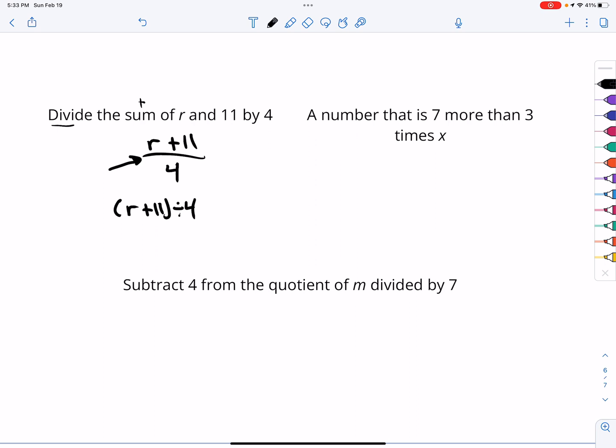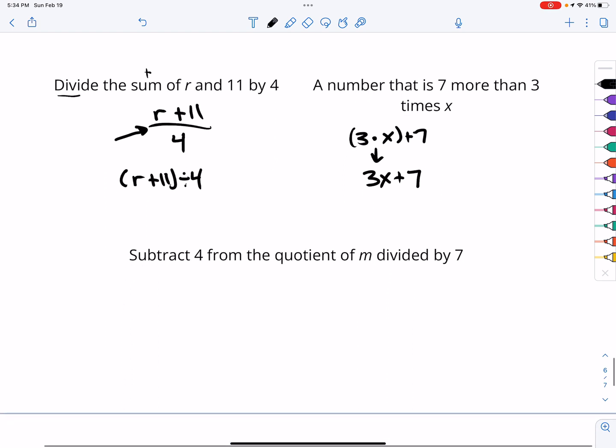So we need to do 3 times x. Notice how if I would have written 3 times x like that, it just seems a little bit strange. So 3 times x plus 7. Ooh, I remember from our multiplication one that this can be simplified to 3x, those have the same value, plus 7. So when in doubt, try to simplify it just a little bit to make it a little bit easier to write out there. Subtract 4 from the quotient of m divided by 7.